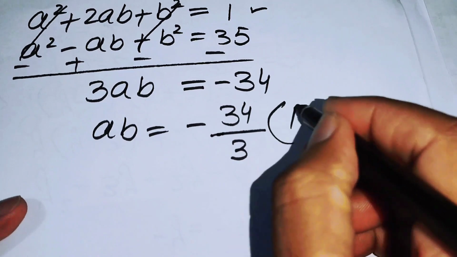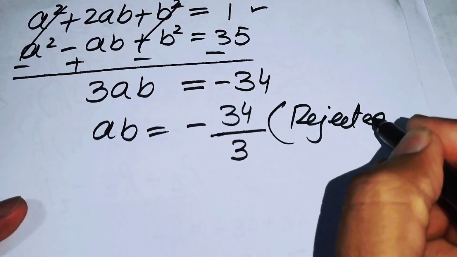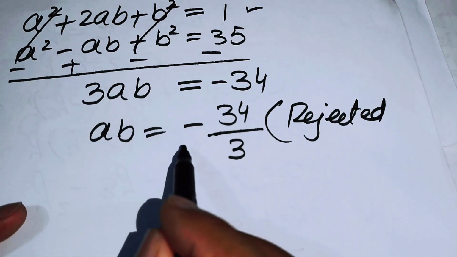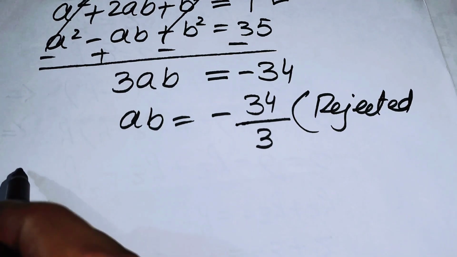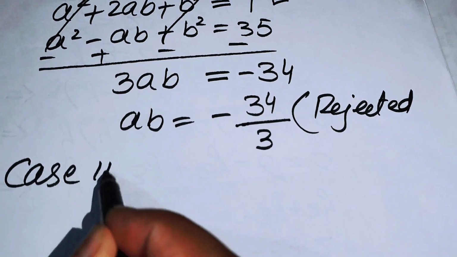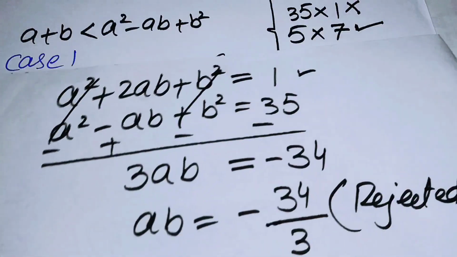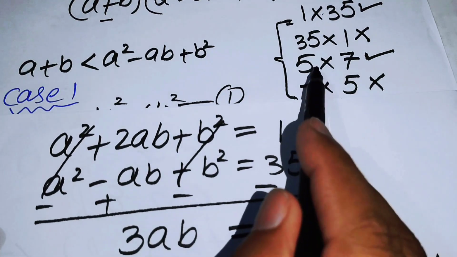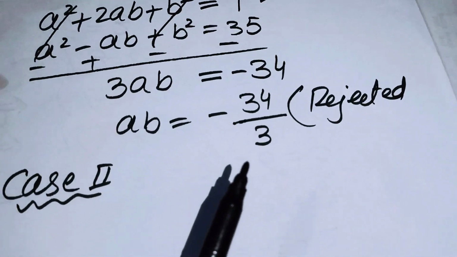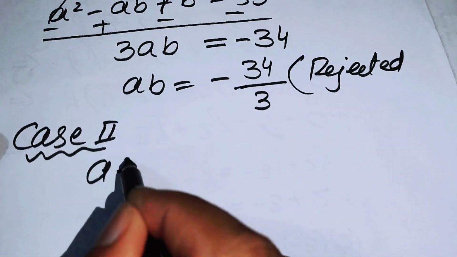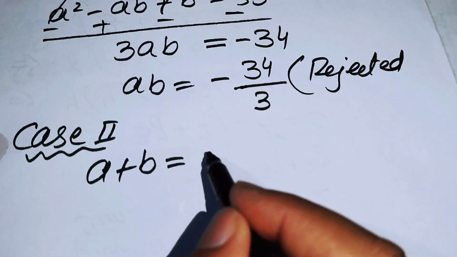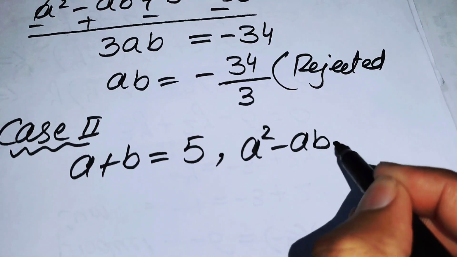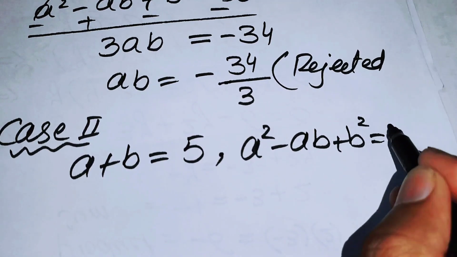So we will reject this case, because here we have the condition that a and b must be positive, and here it is negative, so we will reject this case. Now we move to case 2, and in case 2 the values are 5 and 7, so we can put a plus b is equal to 5 and a square minus ab plus b square is equal to 7.